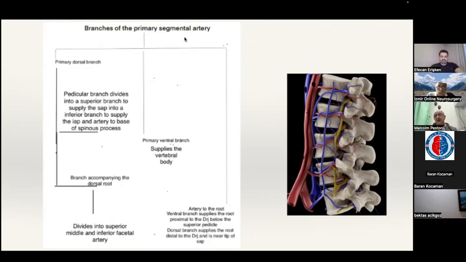Now comes the third branch, which is the main branch that a Para-UBE surgeon needs to understand. That is the artery to the root. Now the root has 2 parts, a ventral and a dorsal branch. So you have 2 arteries, a ventral branch and a dorsal branch, which supplies the dorsal root. But the dorsal root branch also supplies the DRG. Now the DRG is a big structure. So you have a branch which goes distal to it and a branch which supplies the proximal tip of it.